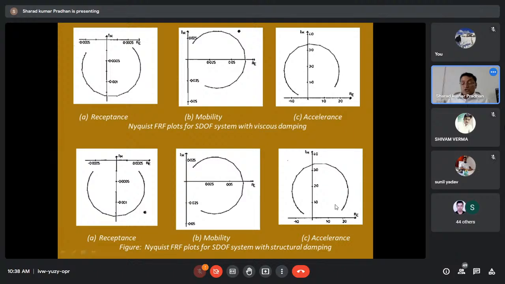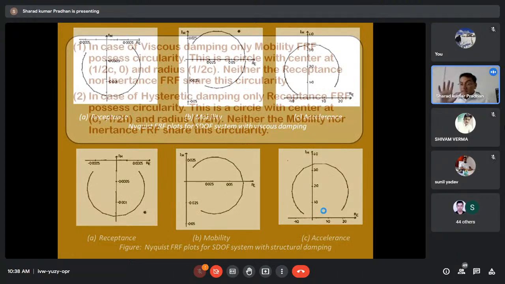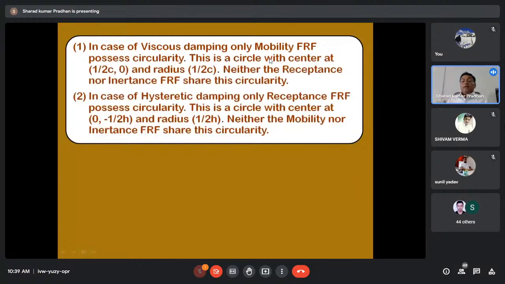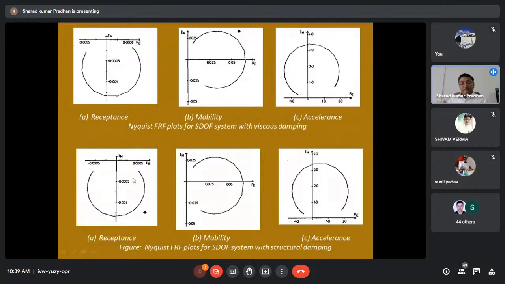So just to summarize, in case of viscous damping, I am talking about a single degree of freedom, the mobility FRF possesses circularity. Mobility FRF means velocity divided by force. And in case of hysteretic or structural damping, only the receptance FRF possesses circularity. Receptance FRF means displacement FRF. Look at this figure. This is the displacement FRF in case of structural damping, and this is the mobility FRF in case of viscous damping.